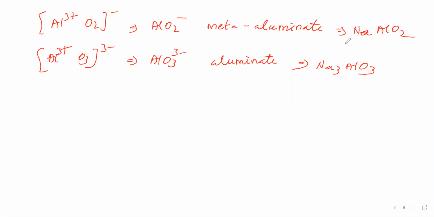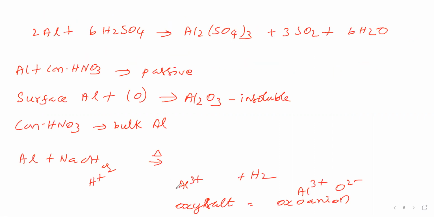Okay, we can write this one in the complex form also. How to write this one in the complex form, that we'll see. Now here aluminum ion is there. This aluminum ion takes an OH- from sodium hydroxide, like this you take.